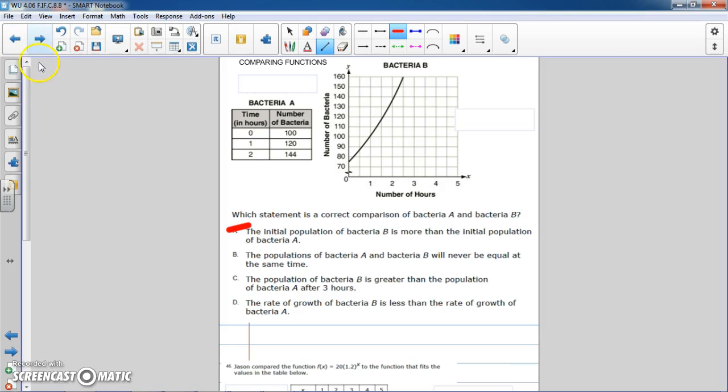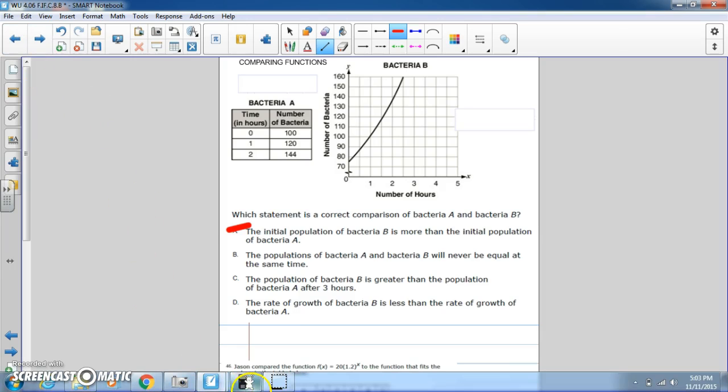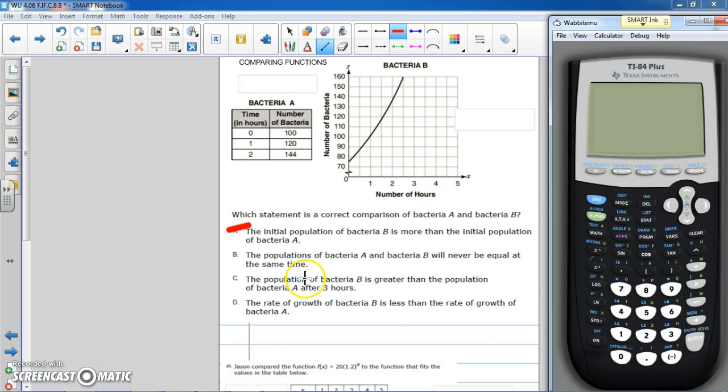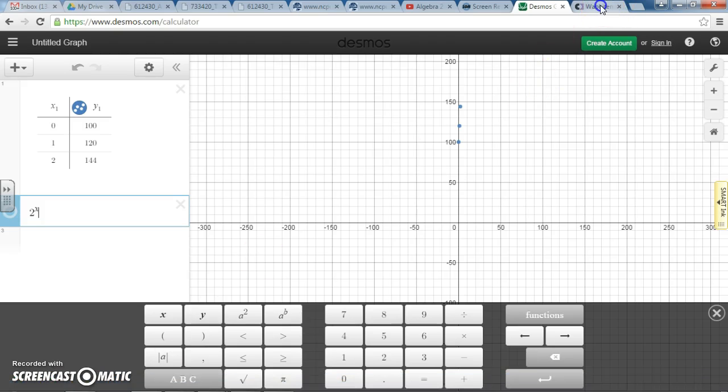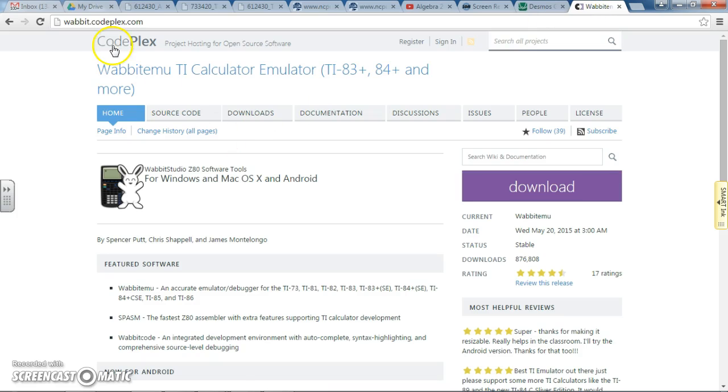If you don't have a calculator at home, you can download one at wabbit.codeplex.com. Here is the website here, okay, Codeplex, and then we're talking about the Wabbit Emu TI Calculator Emulator. Whenever you hit download, it's going to walk you through the steps, and then make sure that you select the calculator that says TI-84 Plus. That's the same calculator that you use in school.